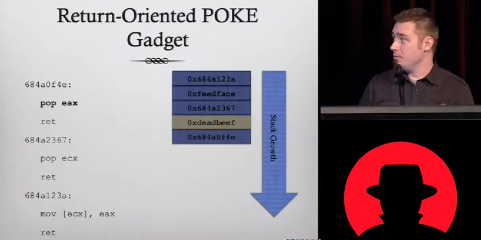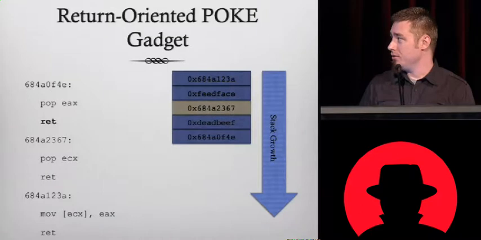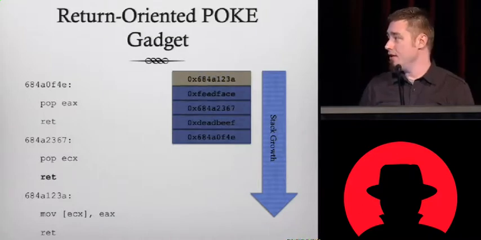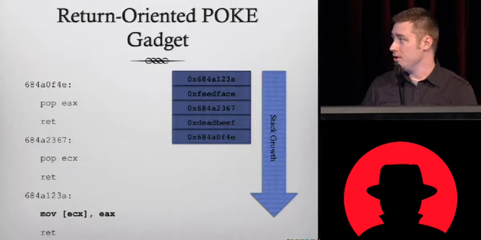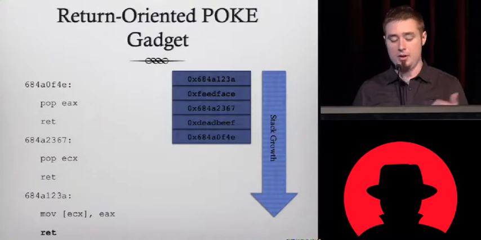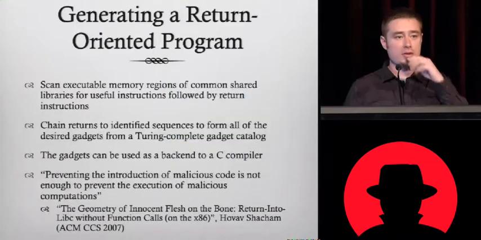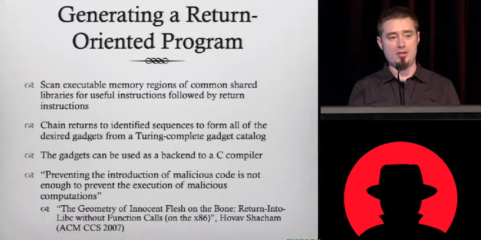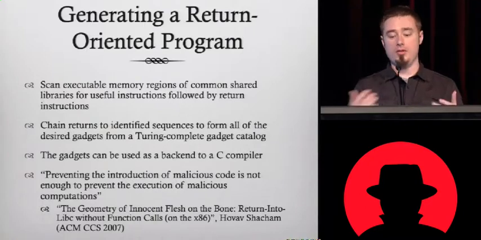We're going to return, pop EAX to dead beef, return again. Now we're going to set ECX to feed face. And then when we return to our third sequence, we're going to write dead beef into feed face, and return, and go on. So you can see how you can combine these gadgets to actually perform useful things. Once you have these gadgets, you can do higher level computations.